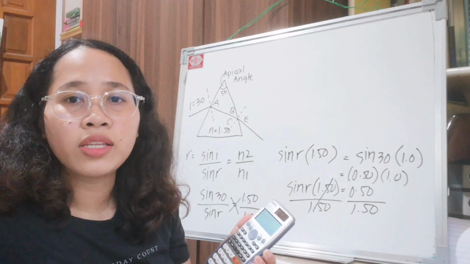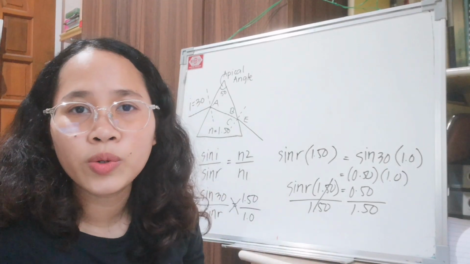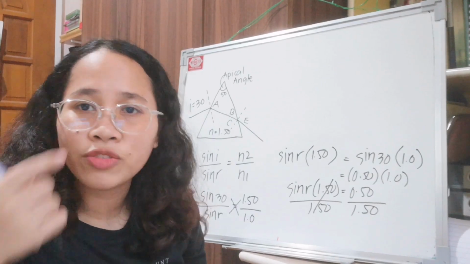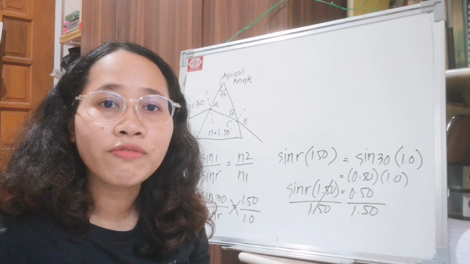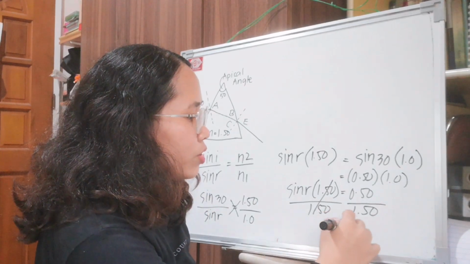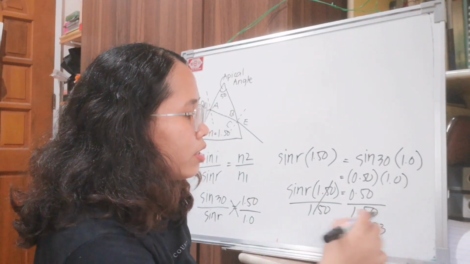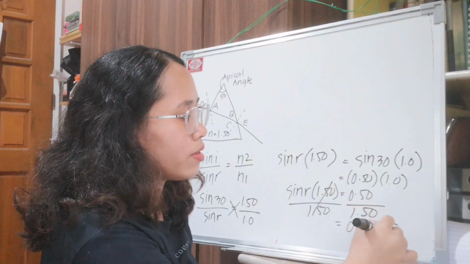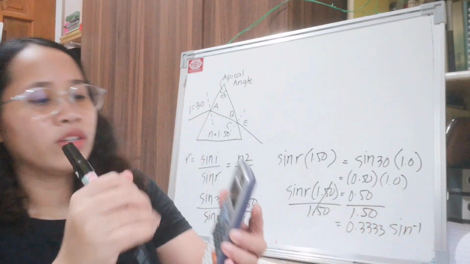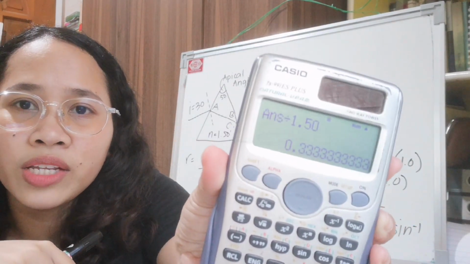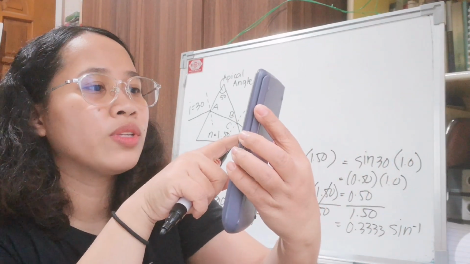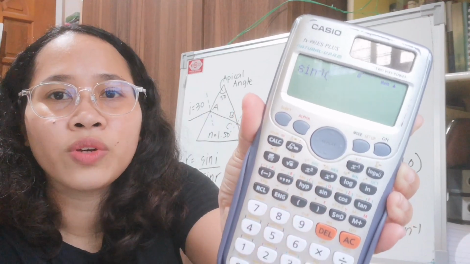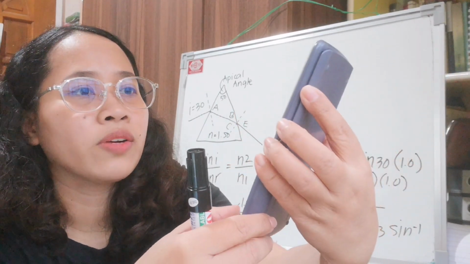So 0.33333. Please don't round off in the middle of the computation. We will round off for the final answers. So 0.3333, and then to get the angle, you have to do the inverse sine. So you have the 0.333, you just do the shift and the sine here. Inverse sine, and then equals.